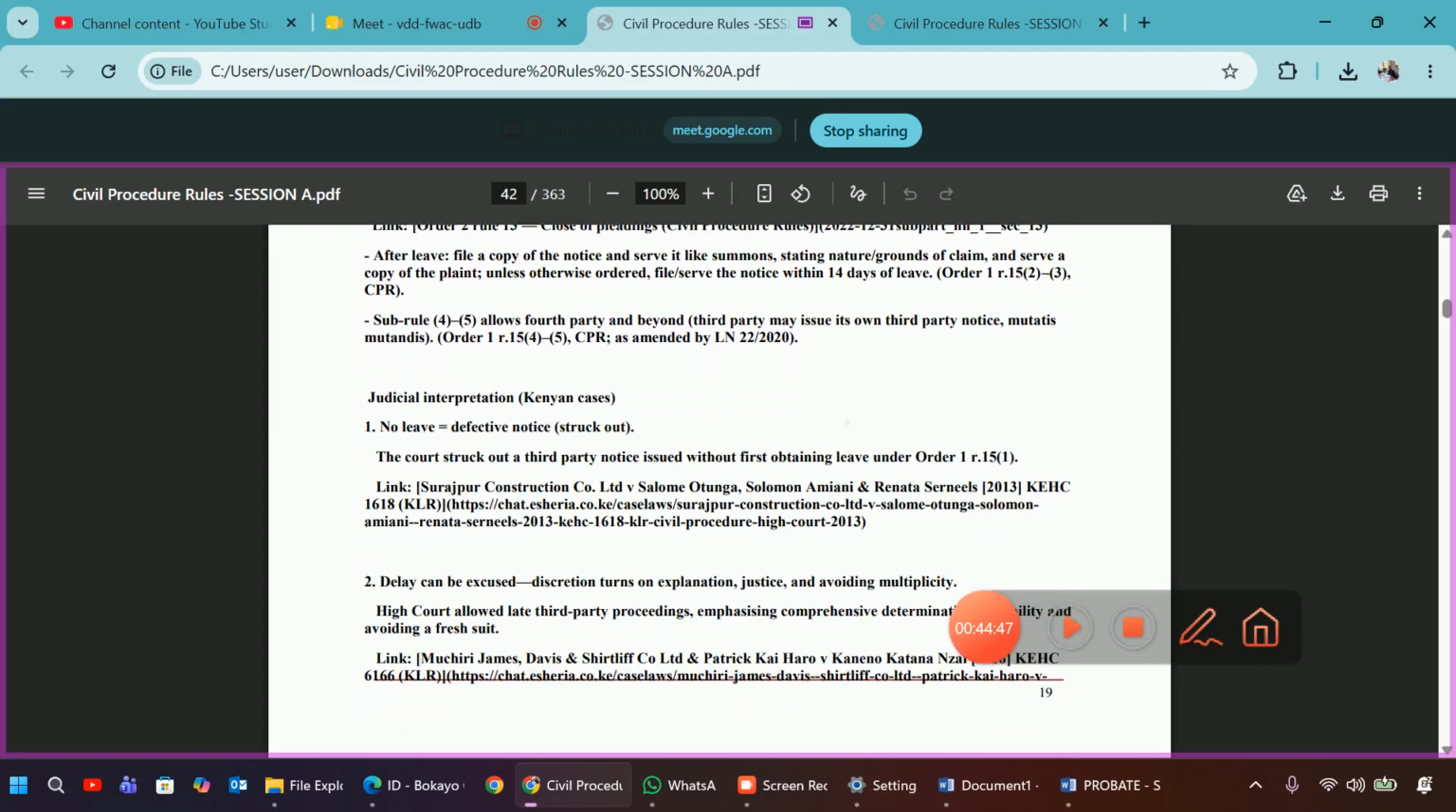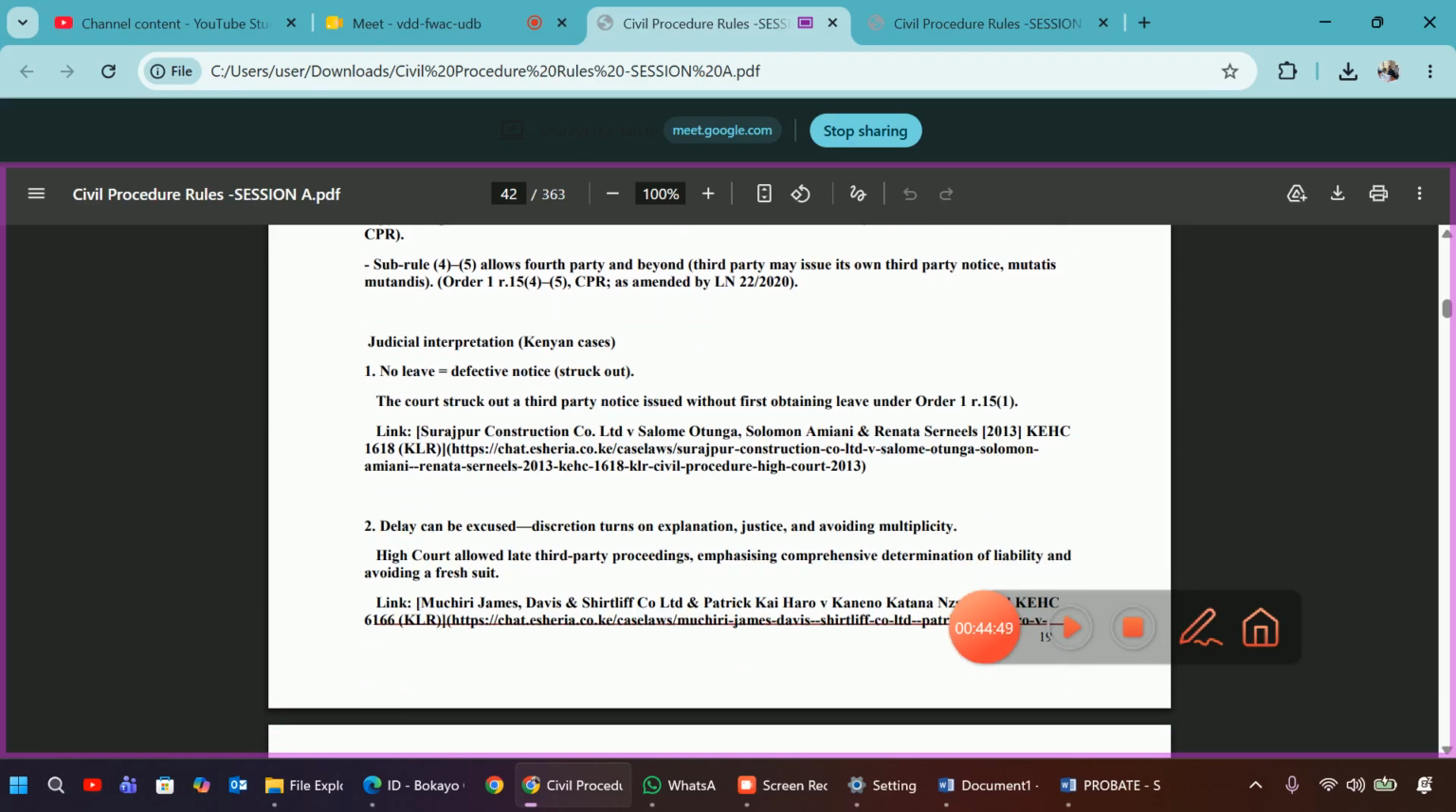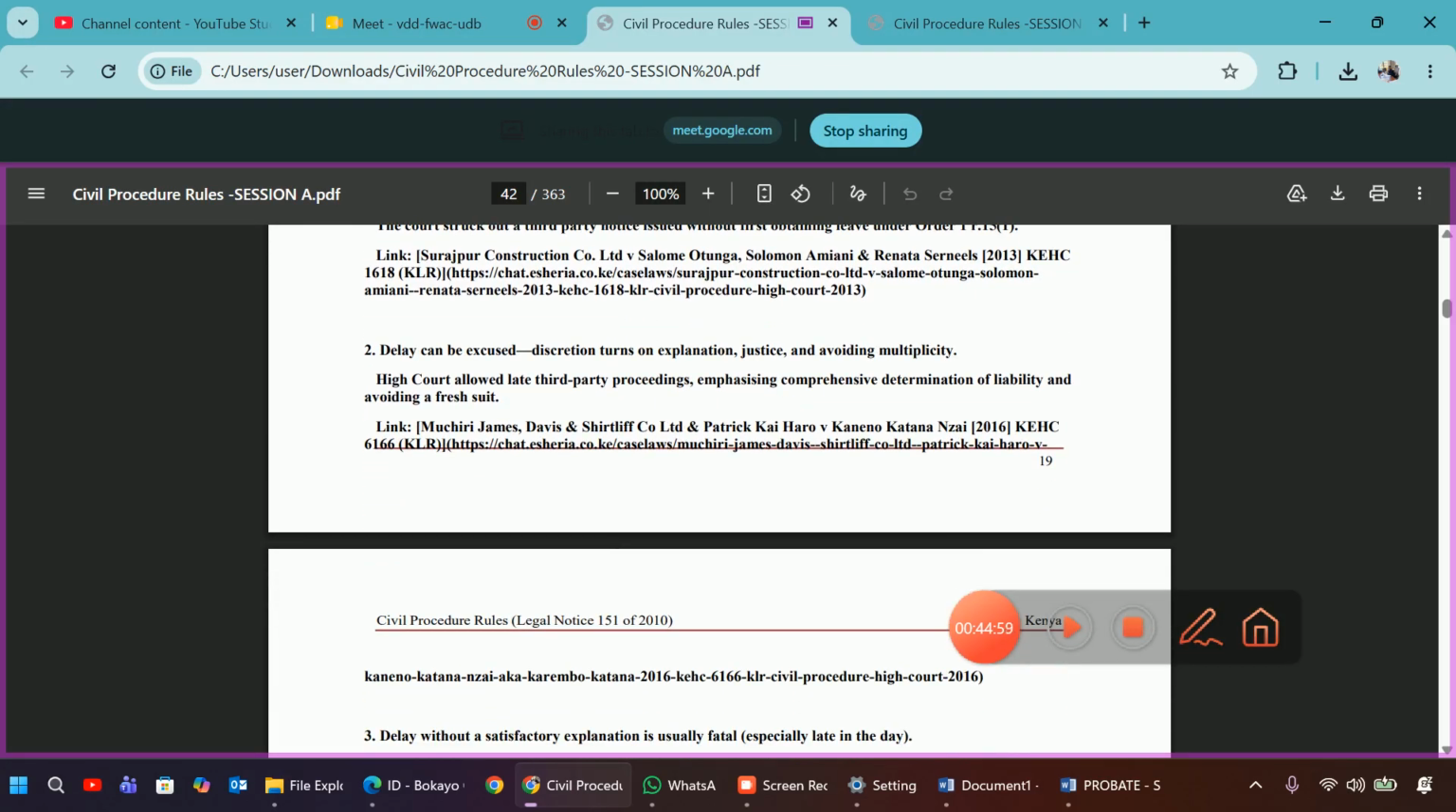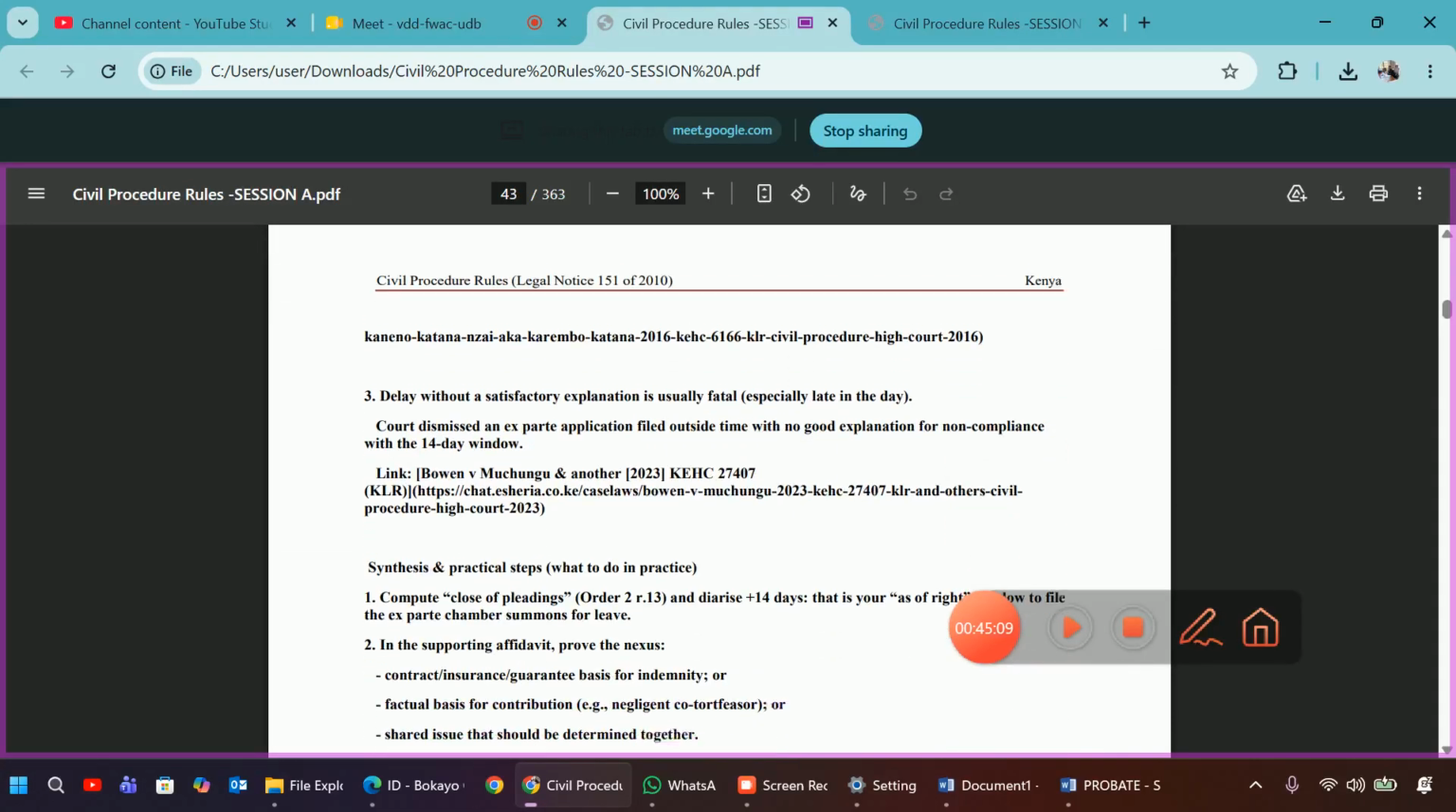On judicial interpretation, no leave equals a defective notice, and the same will be struck out. The court struck out a third party notice issued without first obtaining leave under Order 1, Rule 15. Delay can be excused. Discretion turns on explanation, justice, and avoiding multiplicity, where the High Court allowed late third party proceedings, emphasizing comprehensive determination of liability and avoiding a fresh suit.